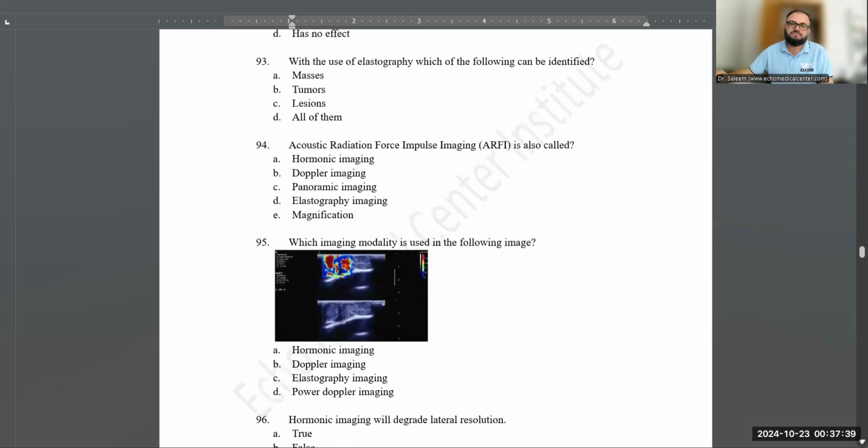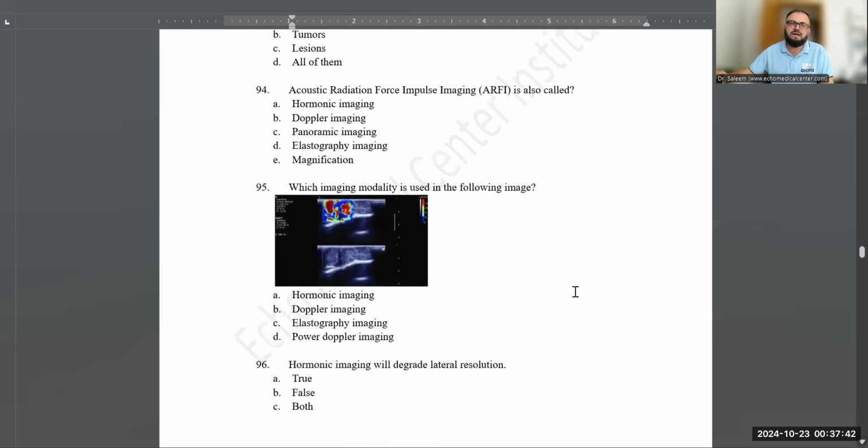Next question. Now, this question is asking which imaging modality is used for the following image? What do you think? Which modality was used? Is it harmonic? Is it Doppler imaging, elastography imaging, power Doppler imaging? Exactly correct. It is elastography imaging also. So that's why we compress and we see the hardening of the tissue. If it's within the normal limit or abnormal, it will give you different coloring. That is correct. Okay, let's do this question.